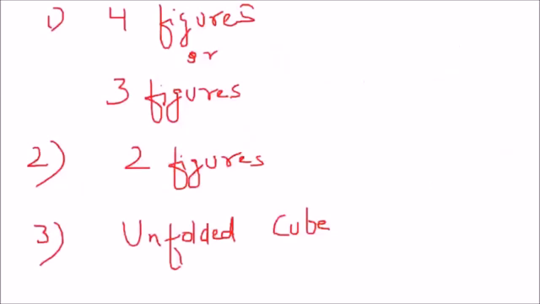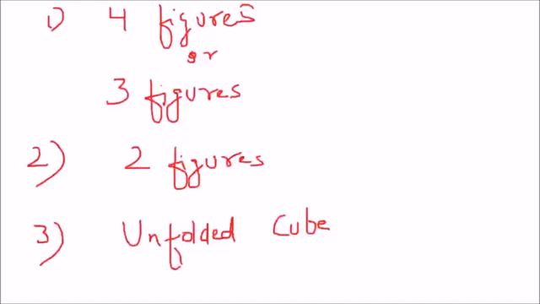There are three types of questions generally asked in the topic cubes and dices. Type 1 being you may be given 4 or 3 figures and you may be asked to find the opposite face of a given face, or there may be 2 figures and you are asked to find the opposite face of a given face. The third type being you are given an unfolded cube and you are asked to find a face. So these are basically the types.